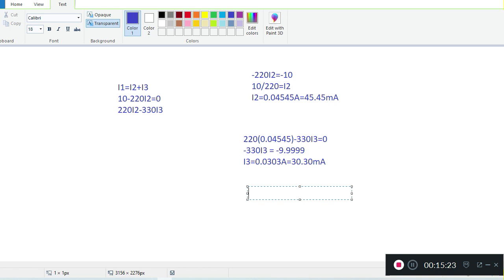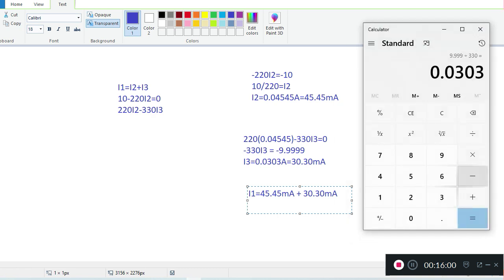Now what about I1? I know that I1 is equal to I2 plus I3. So I can say that I1 is equal to I2 plus I3. And what is I2? I2 is 45.45 milliamps, plus 30.30 milliamps. So what is this going to give me? Let me punch it on my calculator.